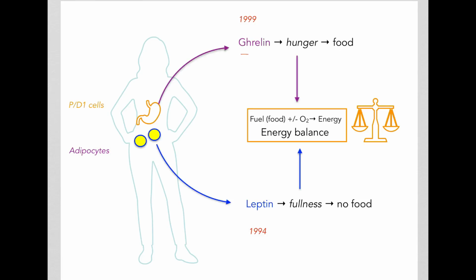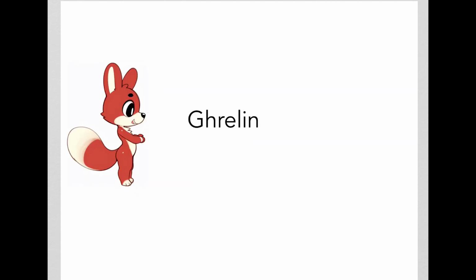Ghrelin is the hormone that stimulates hunger, stimulates our appetite, and that will make us eat in order to generate energy. Leptin, on the other hand, tells the body that we are full. So it inhibits appetite so that we do not continuously eat. And in this respect, both these hormones play a role in optimizing energy balance. Let's look at ghrelin first.